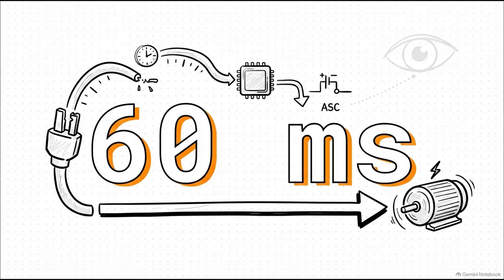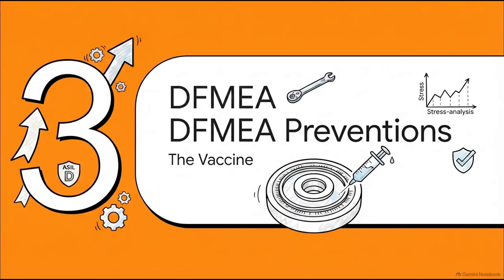Everything we just discussed has to happen in 60 milliseconds flat. For some perspective, a literal blink of a human eye takes about 300 milliseconds. This motor has to save itself 5 times faster than you can blink. Moving upstream, we hit Section 3, DFMEA Key Design Preventions.